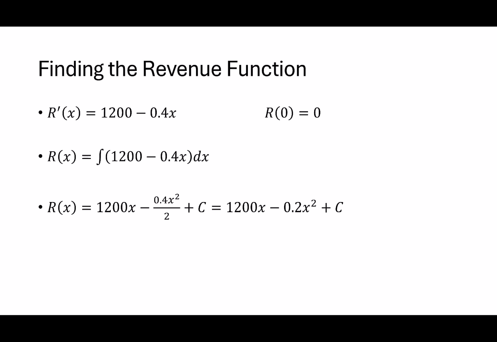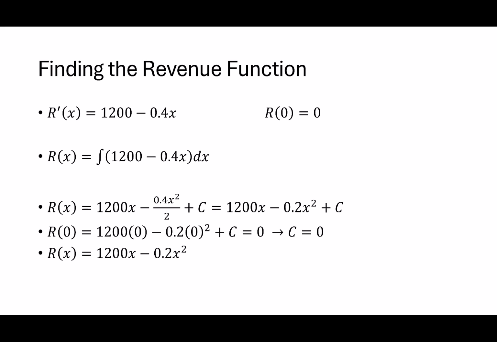To solve for C, we're going to plug in the value of 0 and make sure we get 0. R of 0 will be 1200 times 0 minus 0.2 times 0 squared plus C. Because this is 0, we know C is 0. That says our revenue function is just 1200x minus 0.2x squared. Let's move on to the cost function.